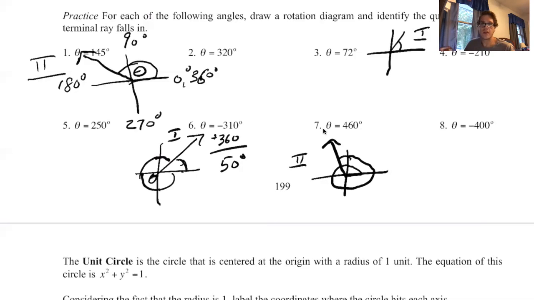But just like we could add 360 to the negatives, if we have any values that are over 360, that just means we're going around the circle once and then seeing what's left over. So why don't we just take out that 360, and we see that it's 100 degrees, like we saw.